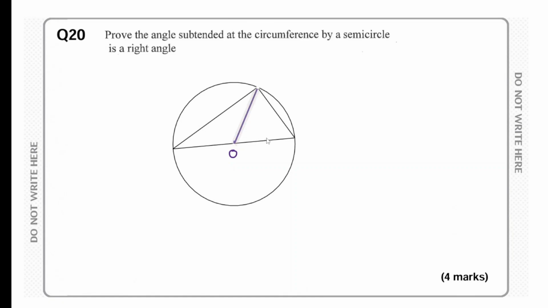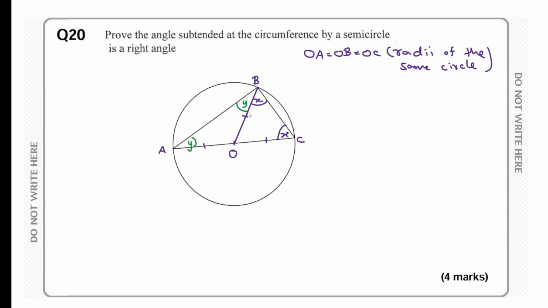Now we know that this and this are equal because these are radii of the same circle. So if I put some letters here, call it A, B, and C, I can say that OA, OB, OC are all equal, radii of the same circle. Now, if this angle is x, this angle will be x. Similarly, if this angle here is y, this angle here will be y. The reason is that they are base angles of an isosceles triangle.